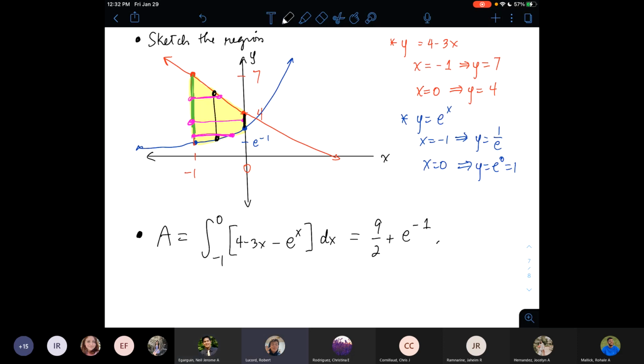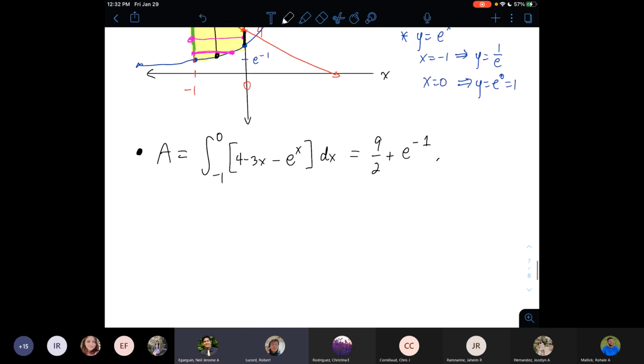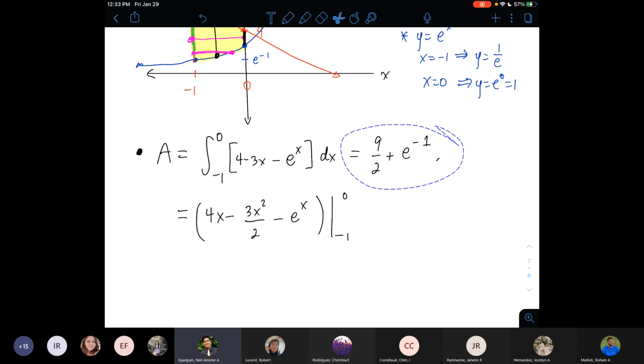I kind of forgot how to integrate e to the x when there's something in the exponent, so I was wondering if we could go over that. Oh yeah, sure. Basically here, the integral would be 4x minus 3x squared all over 2, minus the integral of e to the x dx, and exponential functions have a very nice property. The derivative of e to the x is itself. Therefore, the integral of e to the x is also itself. So you'll have e to the x as well here. Then you evaluate it from -1 to 0. And then when you evaluate that, plug in 0 minus plug in -1, you'll get this. Okay?